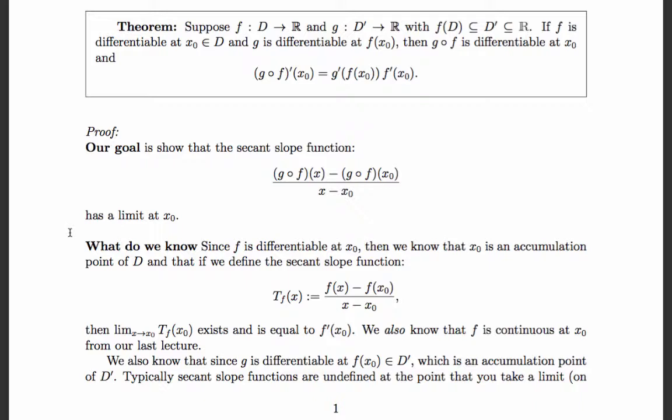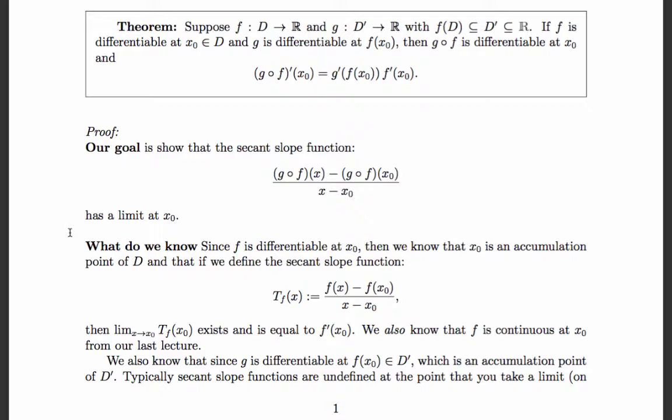All right, so our goal is to show that the secant slope function has a limit at x naught. Remember, that's what the derivative is. It's the limit of the secant slope function as the width of the secant goes to 0. When it goes to 0, you get the slope of the tangent line instead of a secant line. Okay, so what do we know? We know f is differentiable at x naught, which means x naught is an accumulation point, because differentiable means a limit exists at x naught.